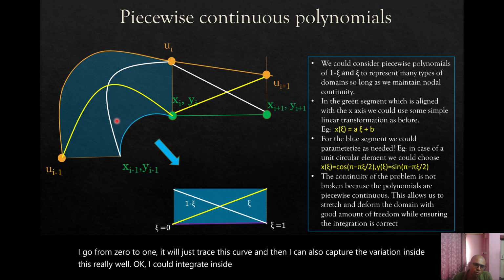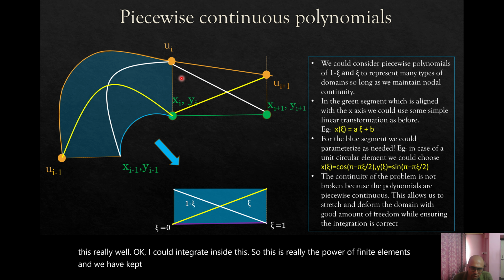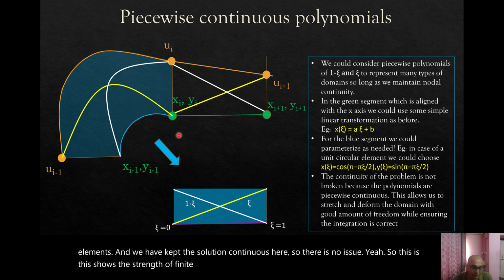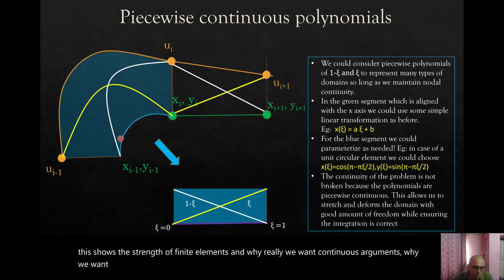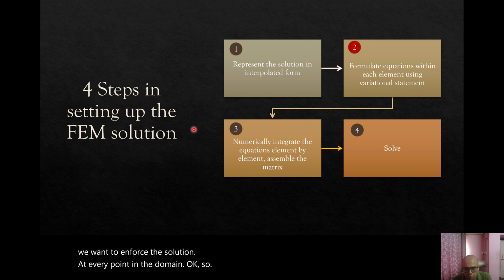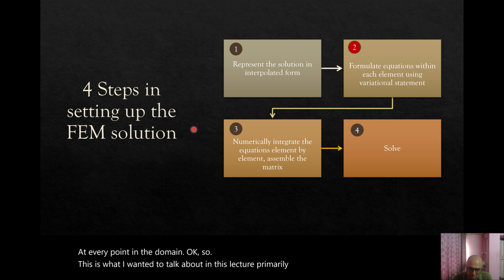So this is really the power of finite elements, and we have kept the solution continuous here, so there is no issue. Okay, so this shows the strength of finite elements, and why we really want continuous arguments, why we want to enforce the solution at every point in the domain. Okay, this is what I wanted to talk about in this lecture, primarily interpolation and some motivation behind it.